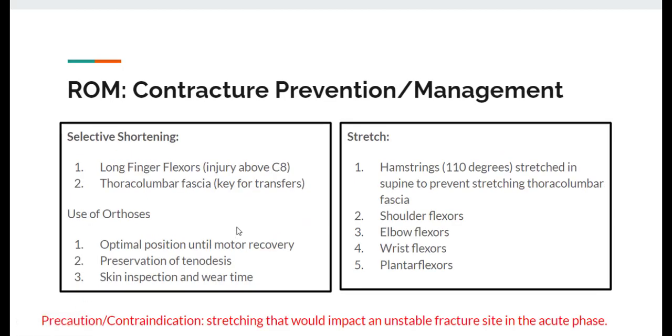Thinking about that range of motion from contracture prevention and management, but also we are selectively shortening some things to improve function, like long finger flexors. Any injury above C8, we need those so that the patient can have a functional grasp. And we're really trying to maintain the tightness in that thoracolumbar fascia, which will help them translate movement into their lower body for functional mobility.